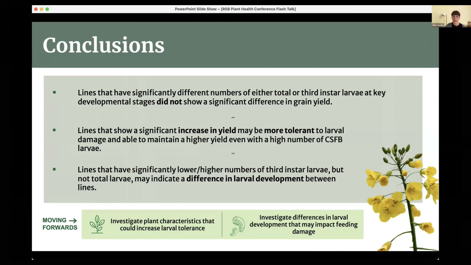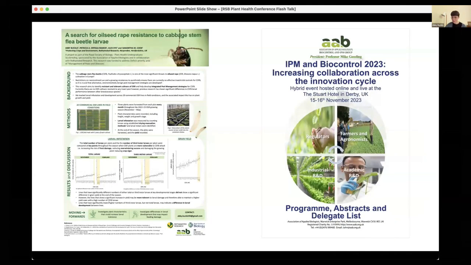This may indicate that there's a difference in larval development between the lines. And again, maybe an avenue for future research, looking at whether the cultivars are impacting at which stage the larvae are reaching those different instars, and again, how that impacts feeding damage and grain yield. So that's a summary of my project in general, but just a bit about the studentship.